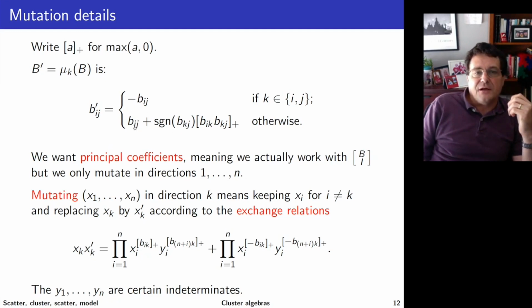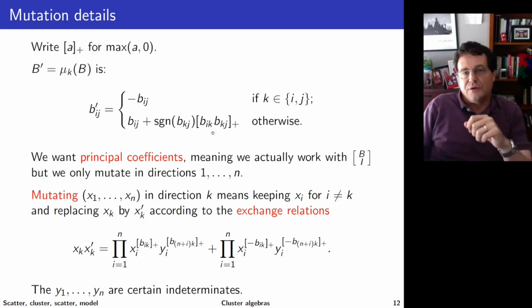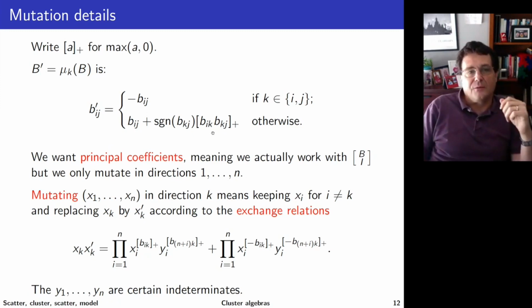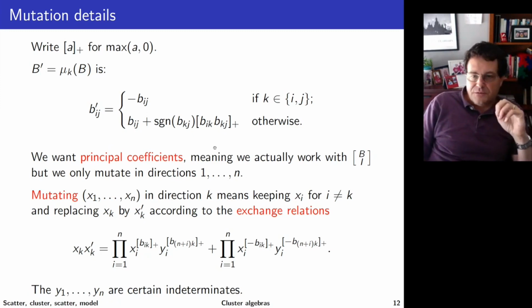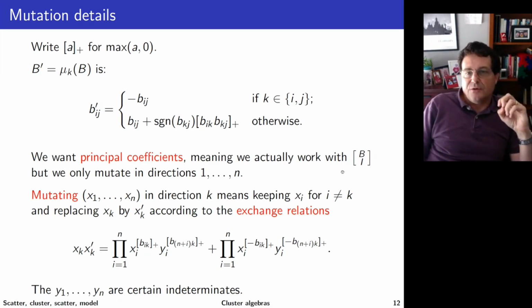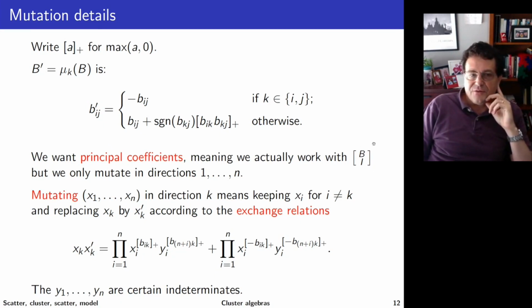I'm looking at entry ij here. It was in row I, but column K. And also the entry that's in row K, but column J. So you're sort of moving over to the, or up to the kth column or row. Now, strictly speaking, I'm going to need something called principal coefficients. So really, I'm going to just tack on some extra to the bottom of my exchange matrix. But I'll only mutate in the directions 1 through n. And I'll just carry along this same formula for the lower part of my matrix.